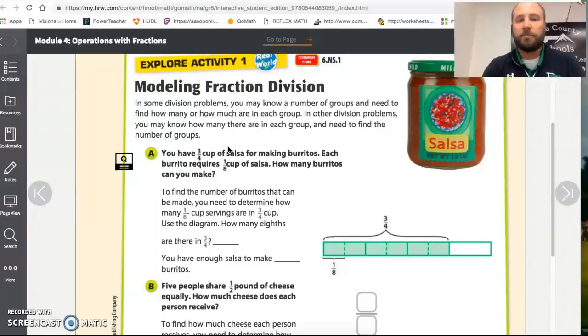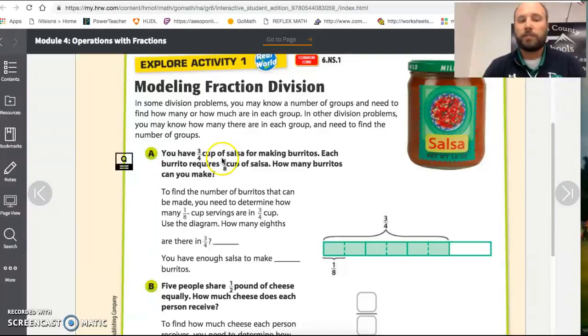In some division problems, you may know a number of groups and need to find how many or how much are in a group. In other division problems, you may know how many there are in each group and need to find the number of groups. Okay, so here's the first problem.